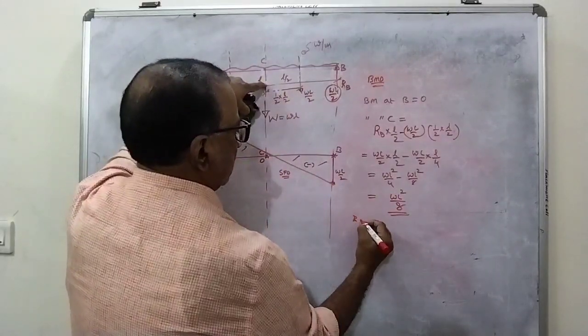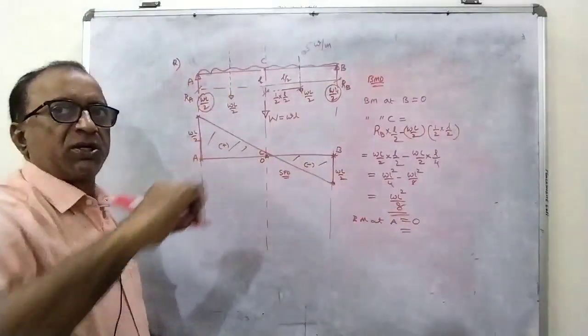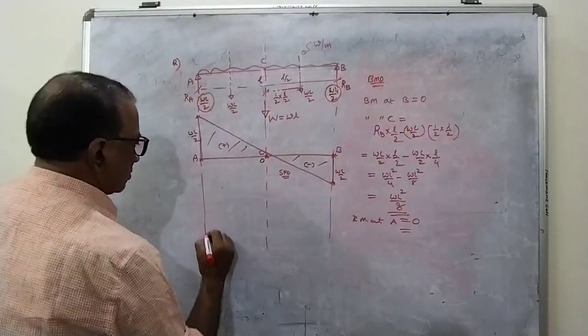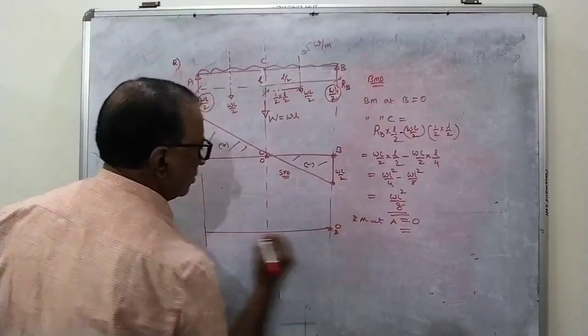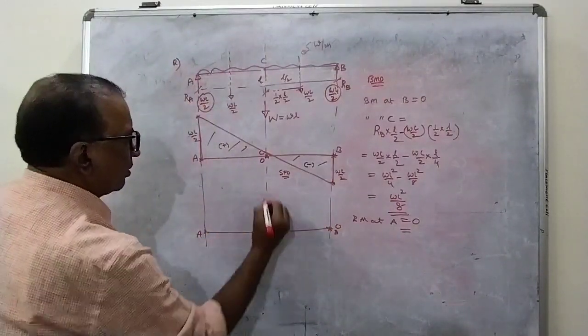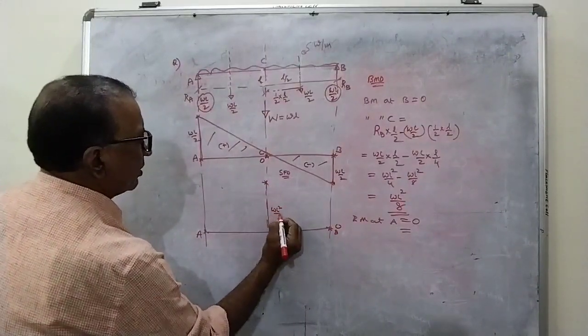And next is bending moment at A. It is 0 since it is simply supported. So out of these values, at B it is 0, at A it is 0, at C I am going to get the maximum ordinate, maximum height as WL square by 8.